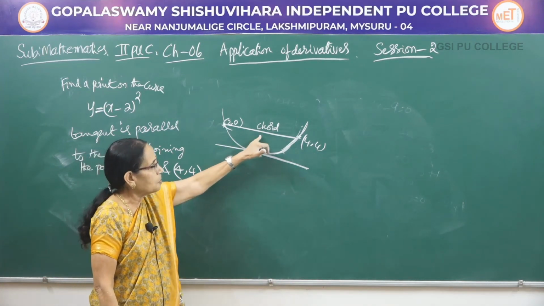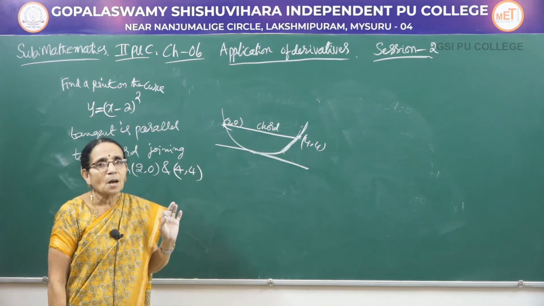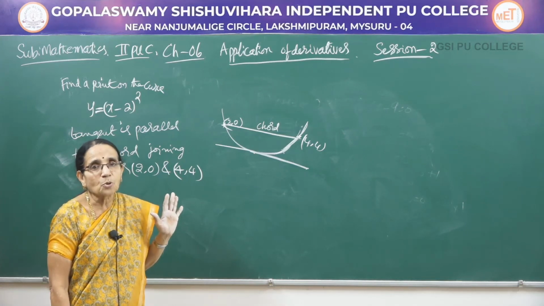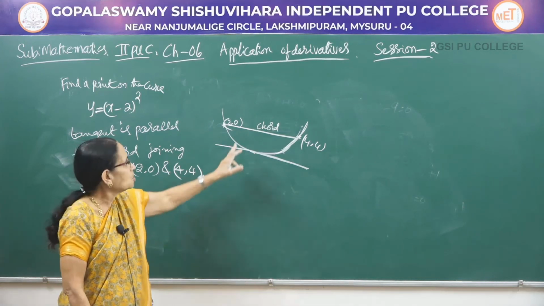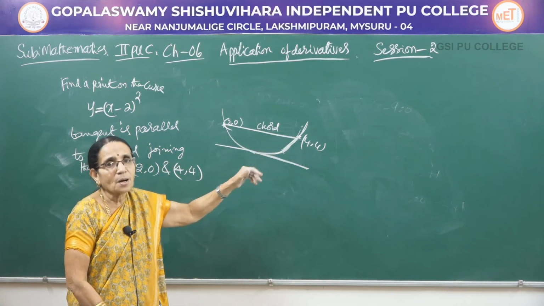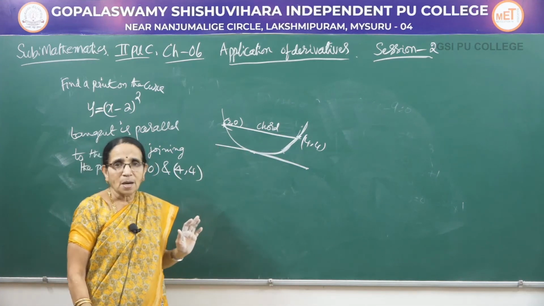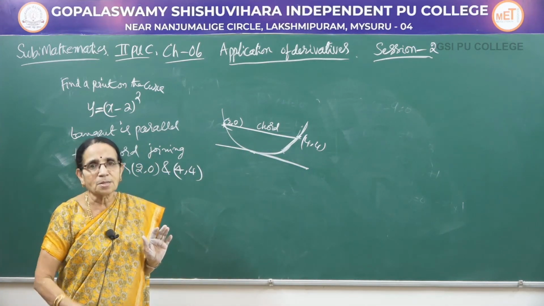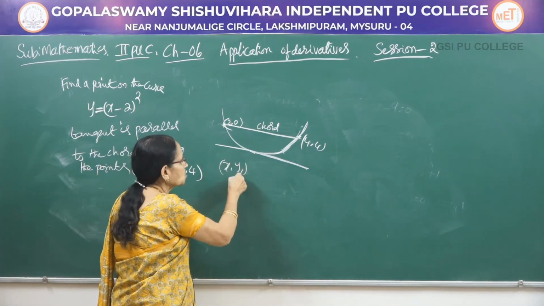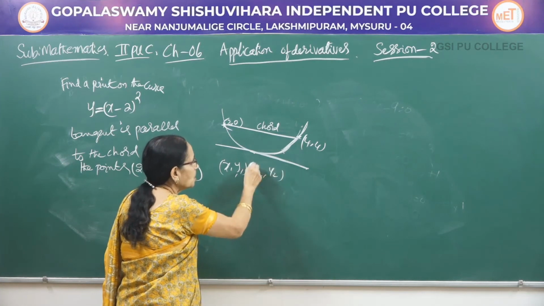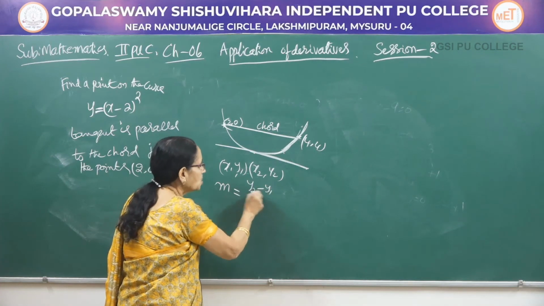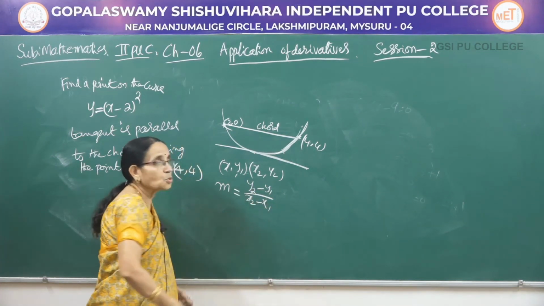So when the tangent is parallel, just now I told you the condition for parallelism: when two lines are parallel, their slopes are equal to each other. This chord is passing through these 2 points, so you can get the slope of the line. Again we go to first year PUC analytical geometry. If a straight line passes through 2 points x1, y1 and x2, y2, then the slope of the line is given by the formula y2 minus y1 over x2 minus x1.